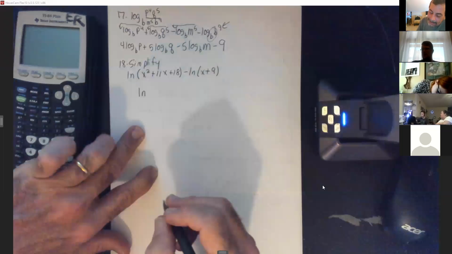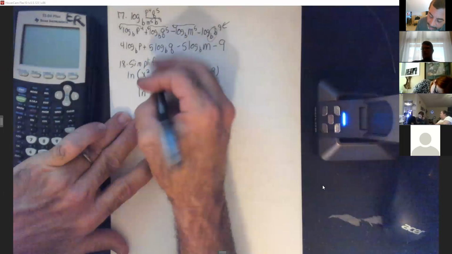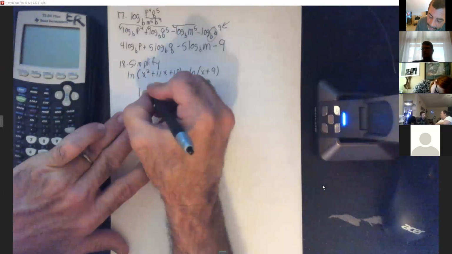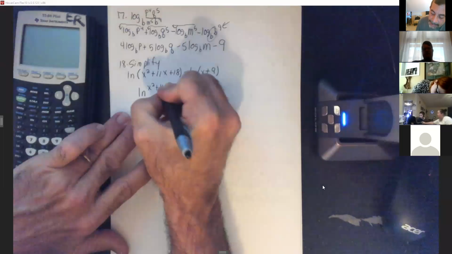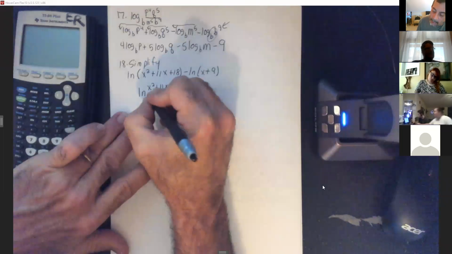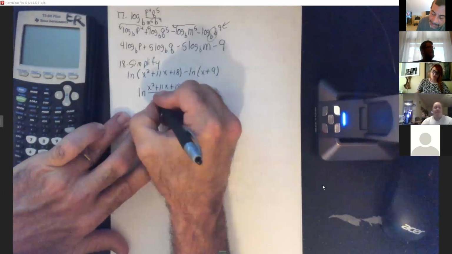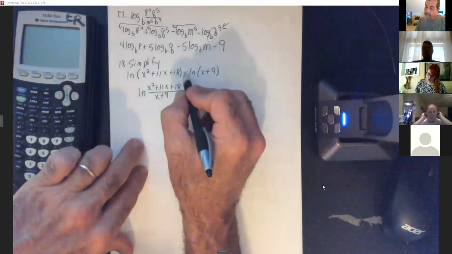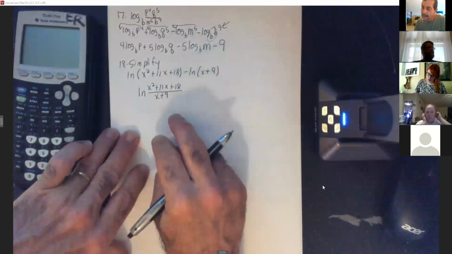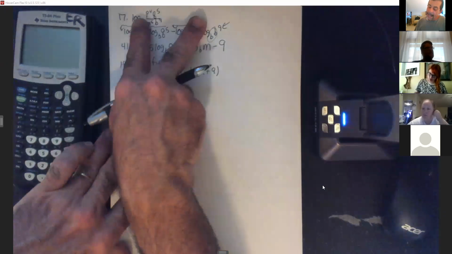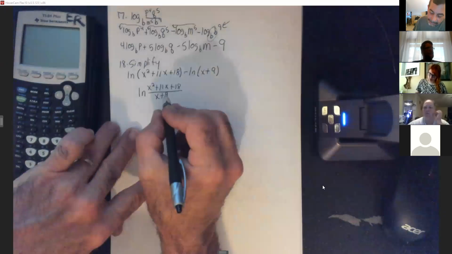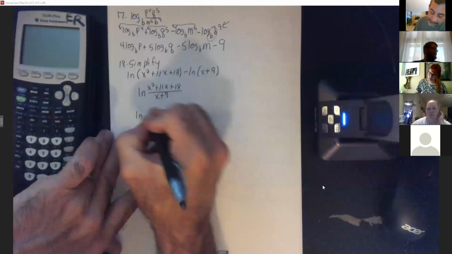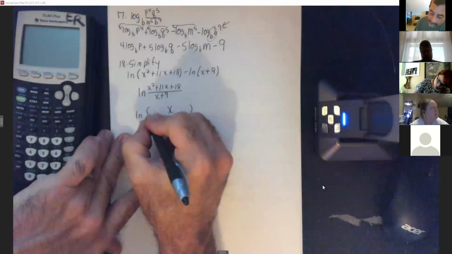So I got the ln on top, since this part's positive, will be the x squared plus 11x plus 18. That'll go over the x plus 9. It went to the bottom because it was being subtracted. So it's basically doing the same thing we did up here. Now, to simplify this, since that top is a trinomial, I'm going to see if it will factor.